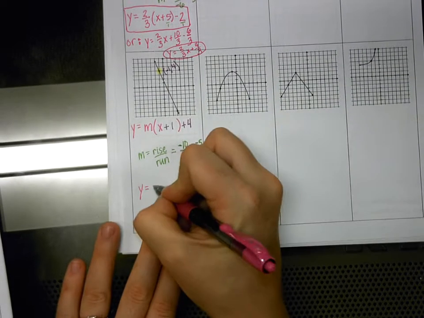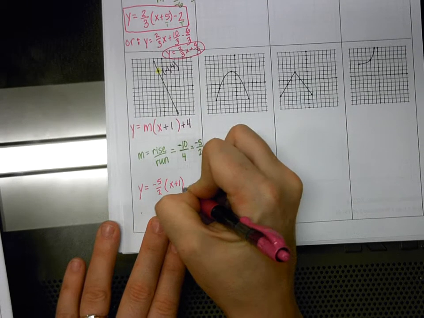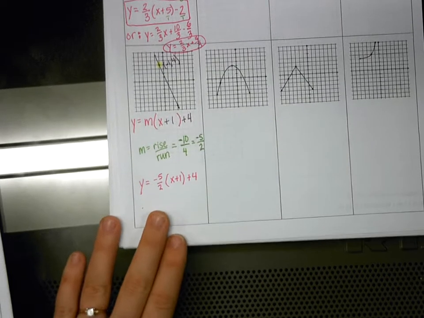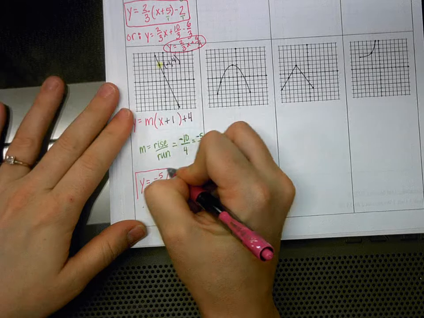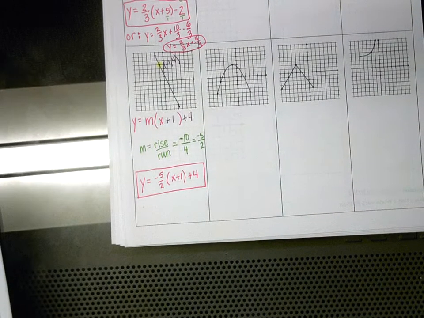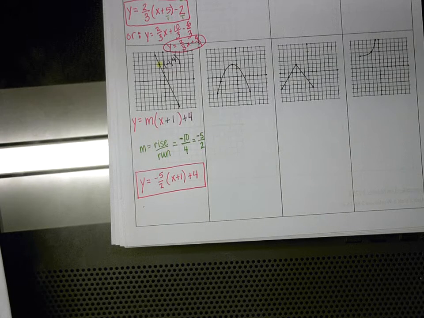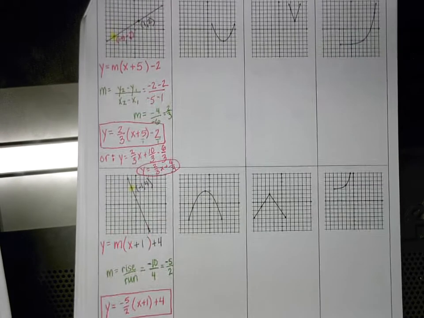I'm going to plug my slope into my equation. -5 over 2, x plus 1, plus 4. Again, you could change this into slope-intercept form. We're going to leave it like that. And you'll leave it like that on your homework as well. Questions? Okay, moving on to quadratic.